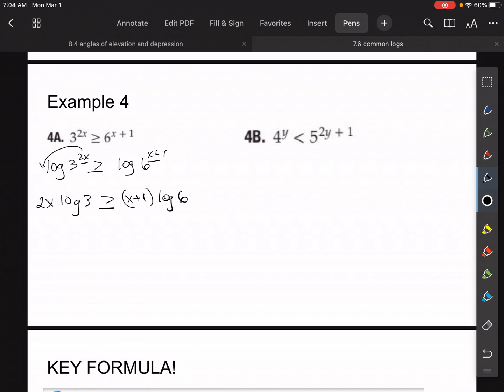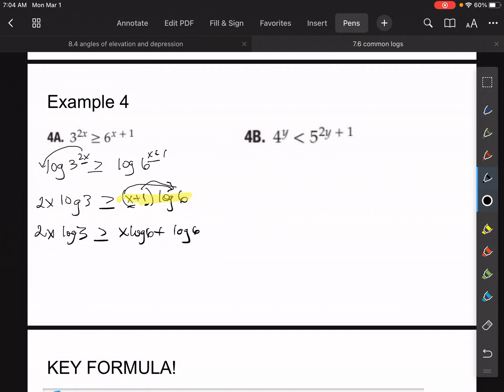Okay, now I've got to distribute. If you have two pieces in here, you have to distribute that. That's the big key to this problem that people tend to forget. Don't forget to distribute. So this becomes 2x log 3 is greater than or equal to x log 6 plus 1, which I'll just write as log 6.